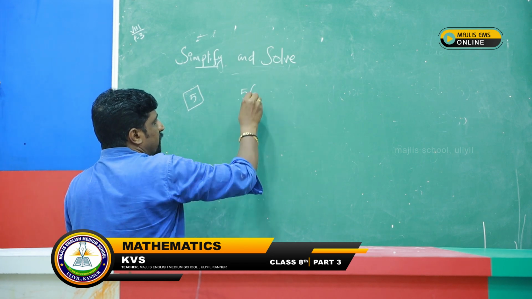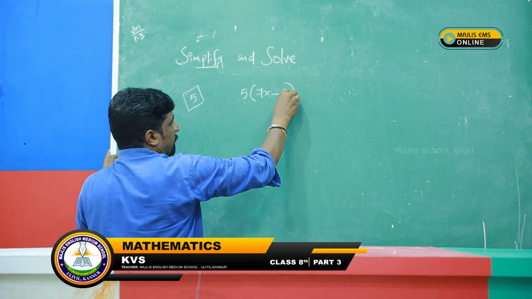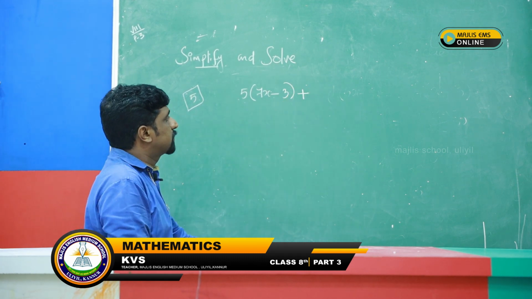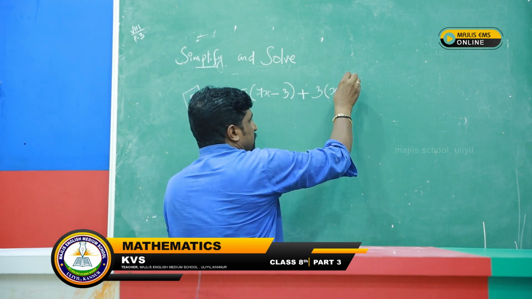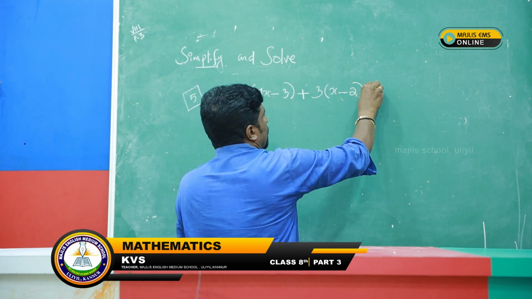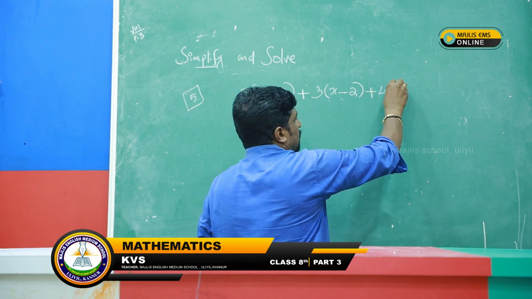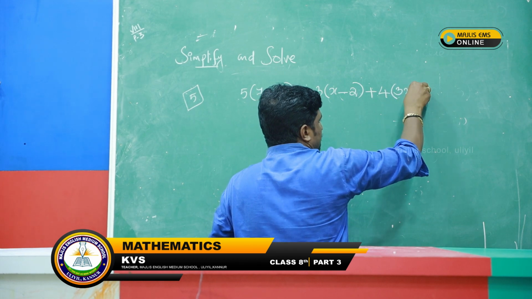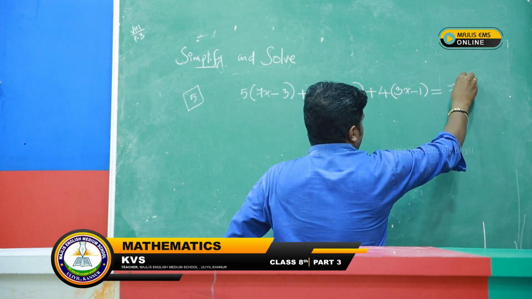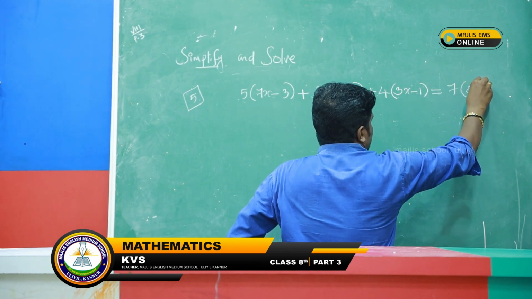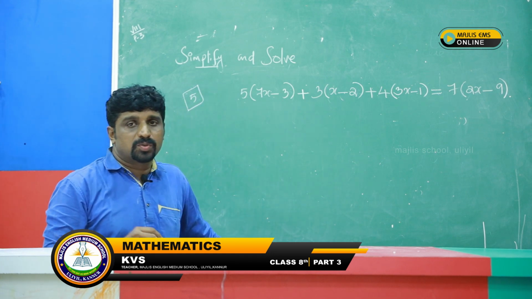Next question, 5 into 7x minus 3 plus 3 into x minus 2 plus 4 into 3x minus 1 equal to 7 into 2x minus 9.